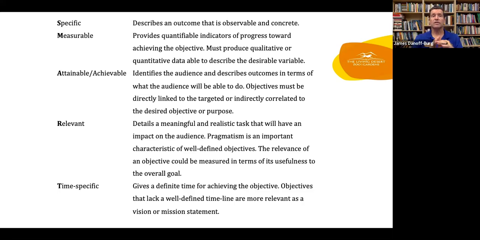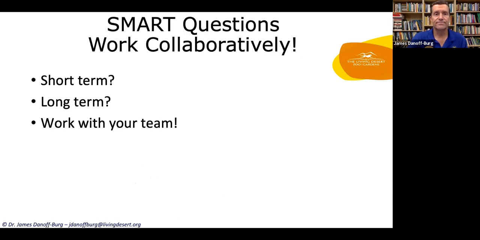What does specific mean? What does measurable mean? What does attainable mean? What does relevant mean? What does time specific mean? Okay, so take a screenshot of this one if you would like to have this available to yourself. And if not, we will move on.